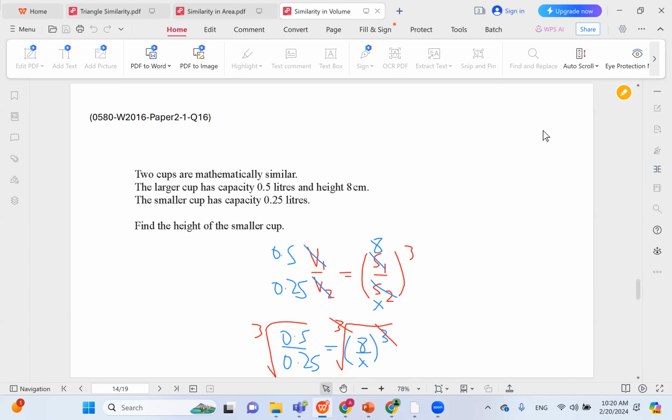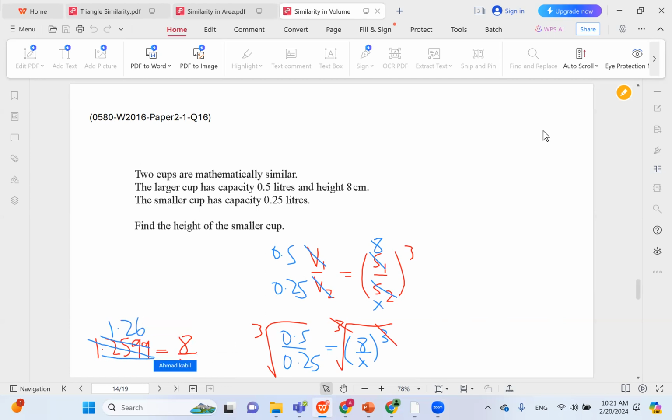So cube root of 0.5 in the numerator and 0.25 in the denominator. You get cubic root of 2, which is 1.2599. So 1.2599 equals 8 over x. And like we said before, 99 makes it easy to approximate. So this is just 1.26.